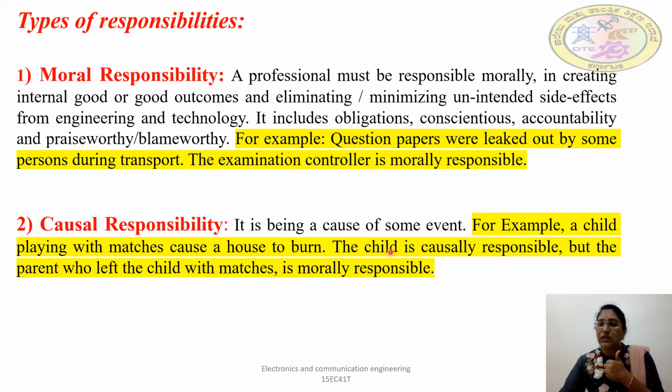So in this incident the child is causally responsible. Child is responsible for this cause. Okay, but what happens? The parent who left the child with matches is morally responsible. Small children do not know how to play with a matchbox, so being parents we should not give matchboxes in their hands. That is why here the causally responsible one is the child, but morally who is responsible? Parents. I think the examples will tell you the difference between moral responsibility and causal responsibility.